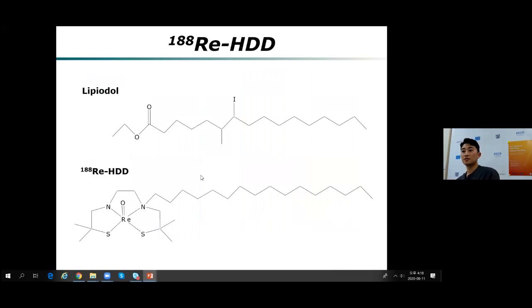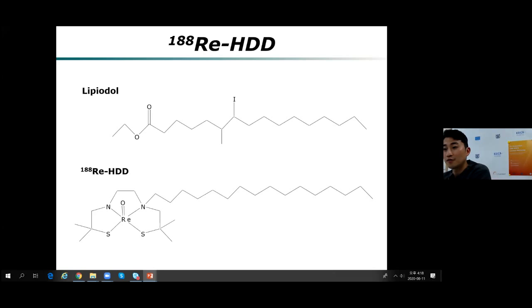The other application of rhenium is the Lipiodol system. You can see the long hydrophobic chain. It means that it is well taken up by the liver, because the liver naturally takes up hydrophobic molecules, and then it goes through hydroxy group conjugation, which makes it more hydrophilic, and then it is excreted to the plasma.